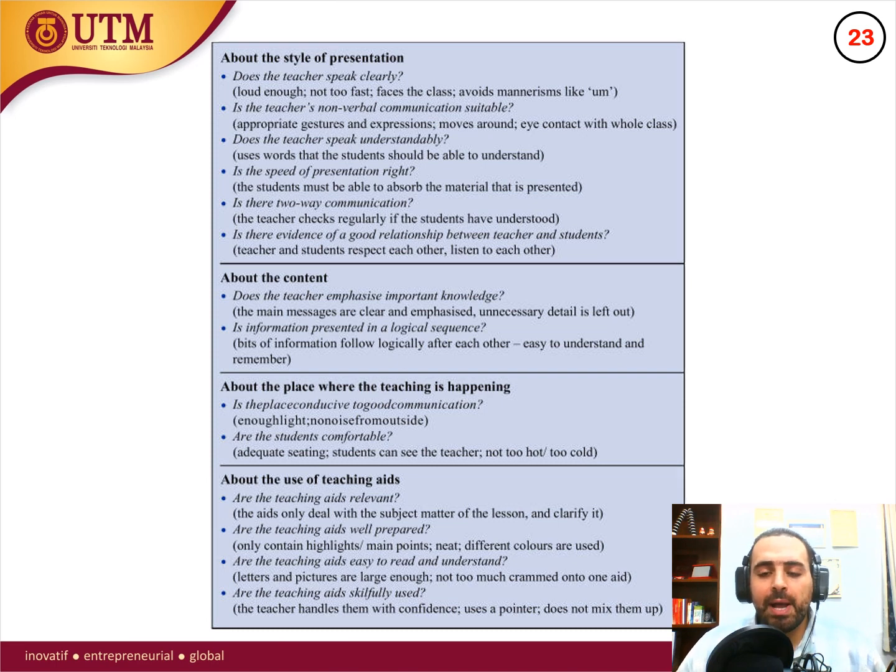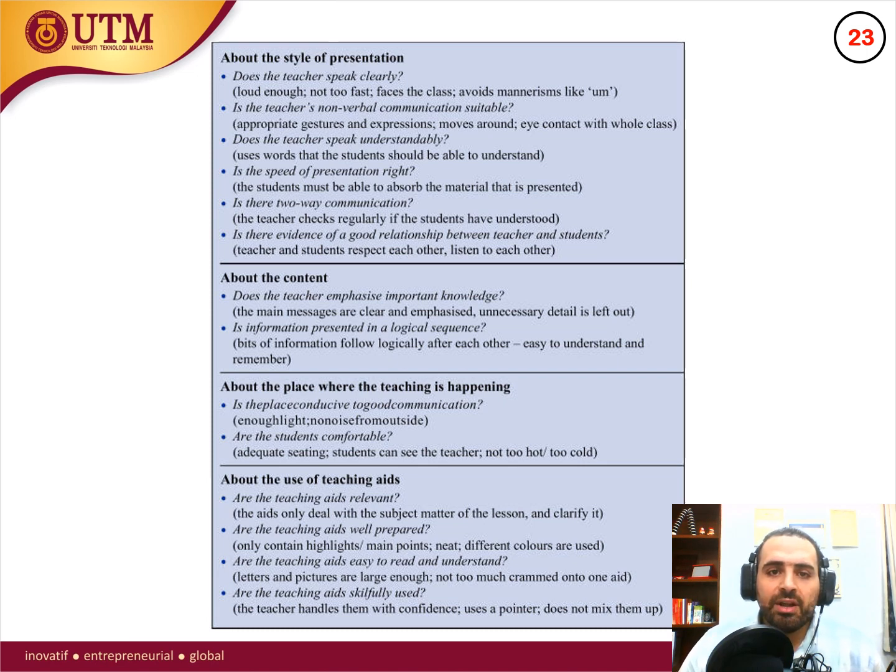For example, if I'm presenting right now, I need to ask myself, does the teacher speak clearly? Is he speaking loud enough, not too fast, faces the class, avoids mannerisms all the time? So you need to be clear and sound, and you need to speak understandably, make your voice clear. Do not hesitate during giving your class and so on.